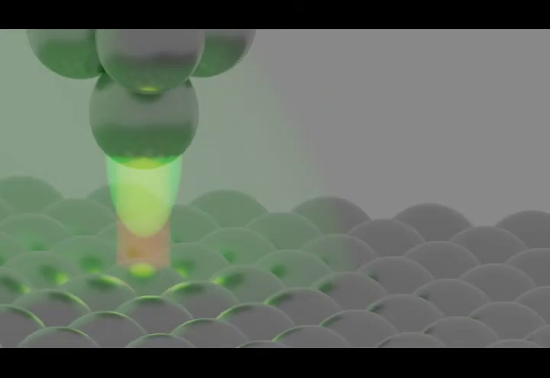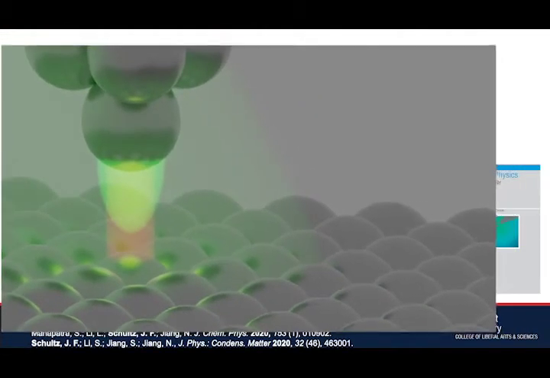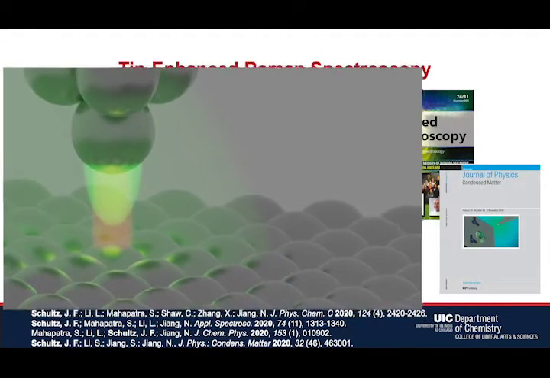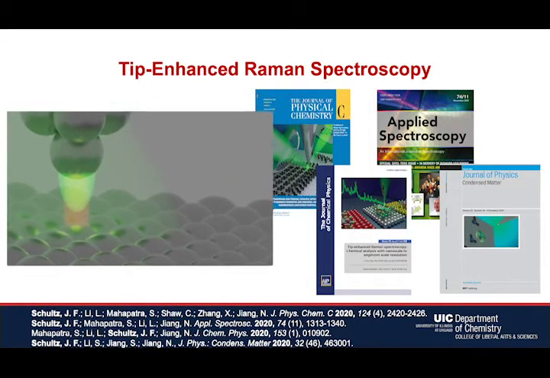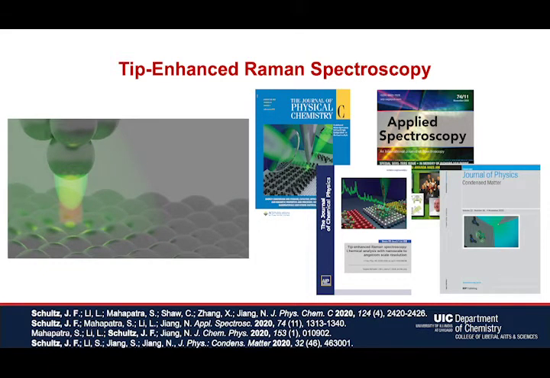When an STM tip is made of a plasmonic metal, in my case silver, focused and coherent illumination results in a localized surface plasmon resonance at the apex of the tip. The highly enhanced and confined electromagnetic field enables tip-enhanced Raman spectroscopy, or TERS. By combining the spatial resolution of the SPM and vibrational fingerprints from Raman spectroscopy, TERS provides chemical information at the nanoscale with single molecule sensitivity.